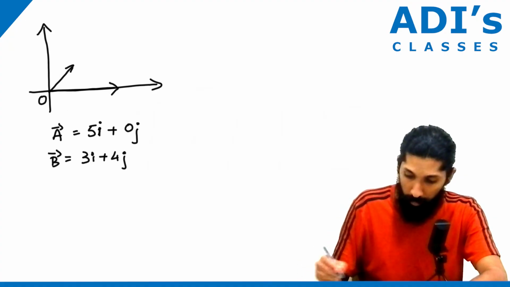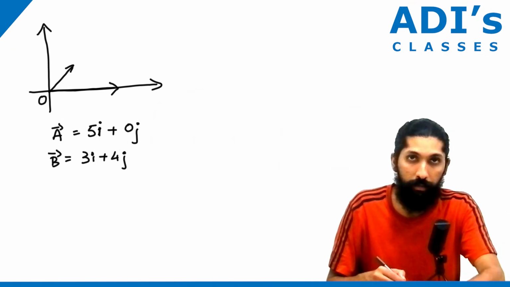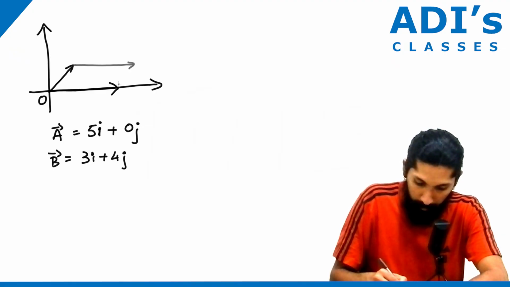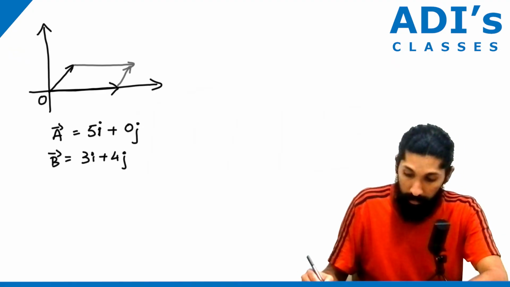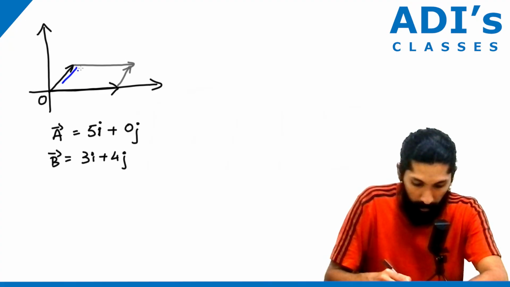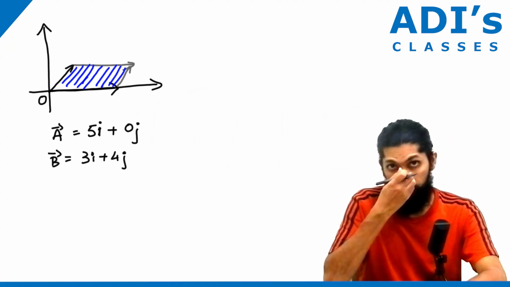Now we'll try to find the area which is bound by these two vectors. I'm going to draw it like this and like this. See the area which is in between. So this area is the area bound between the two vectors, correct?